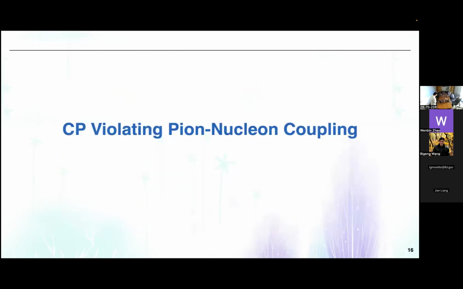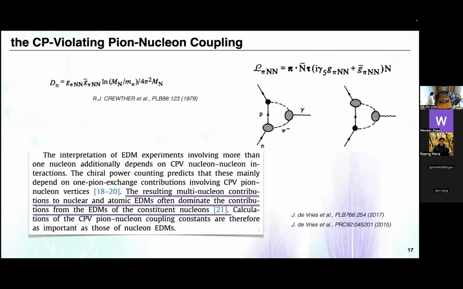Okay. So yeah, I can move on to my second topic, which is the CP-Violating Pion-Nucleon coupling. It is a coupling in the effective theory. For example, in the Lagrangian you have the normal g_πN, and also the CP-Violating one, ḡ_πN. The difference is the γ5.